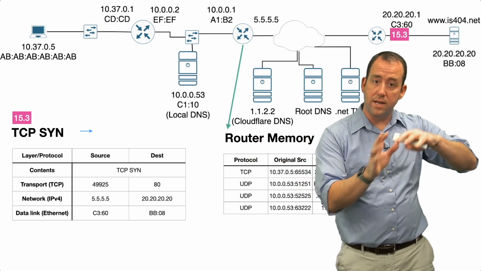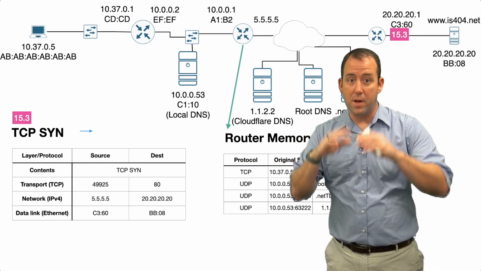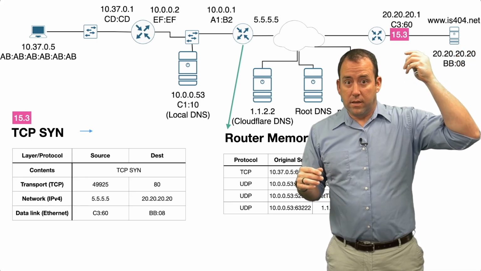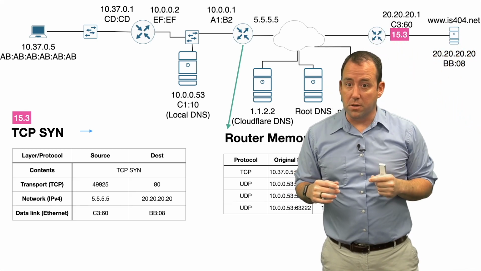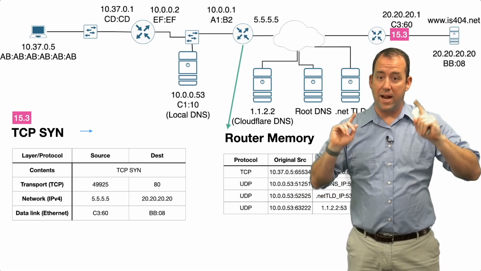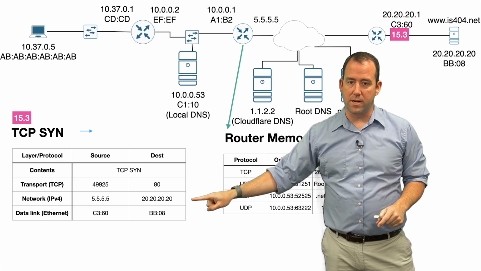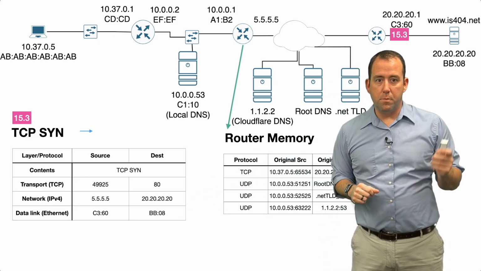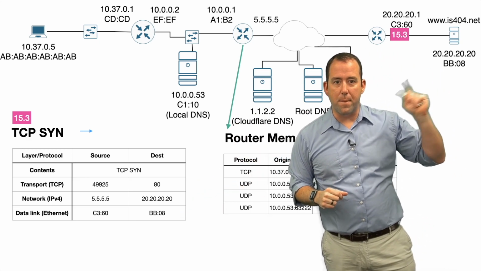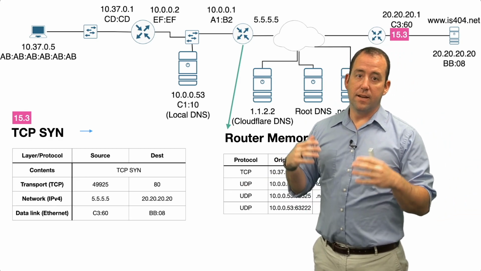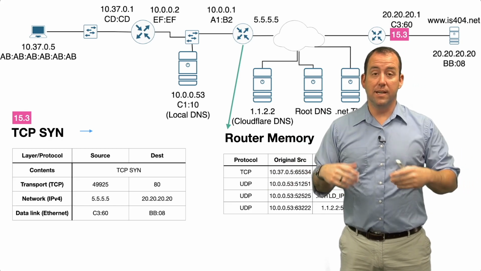It makes its way across the network, replacing those MAC addresses at each step until finally it arrives at the destination. It arrives at the router closest to the destination. The router says, hey, I know where that is. I can send that message to port 80 to 20.20.20.20 to BB08, the MAC address of our server. And we send that. We finally have arrived. We finally sent the TCP SYN.